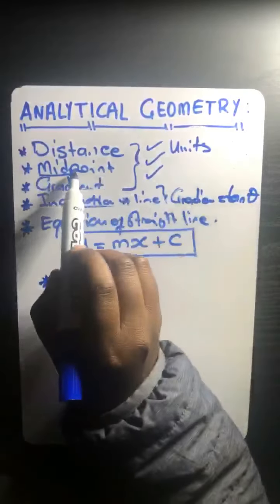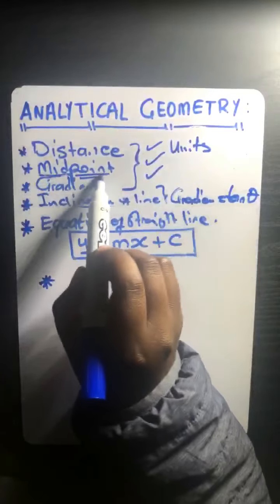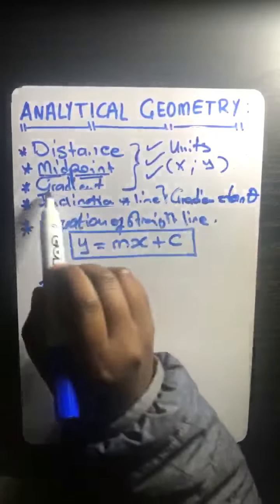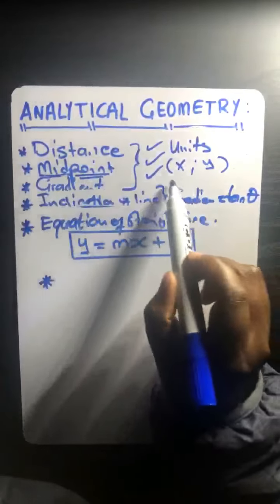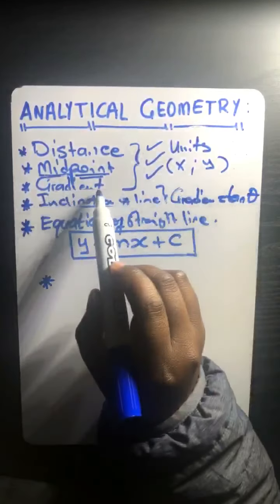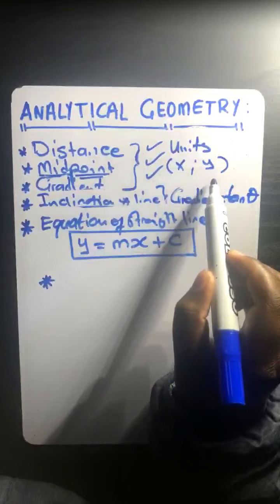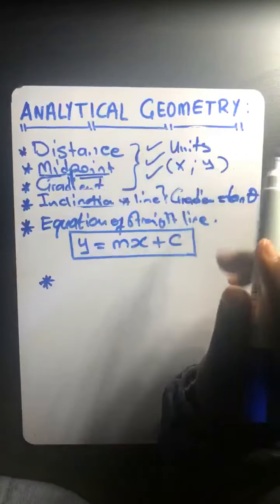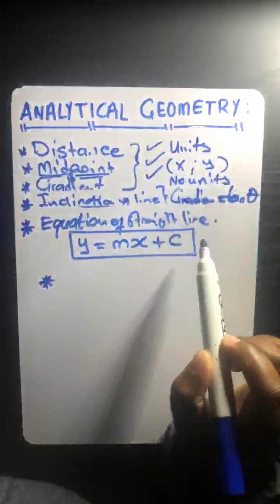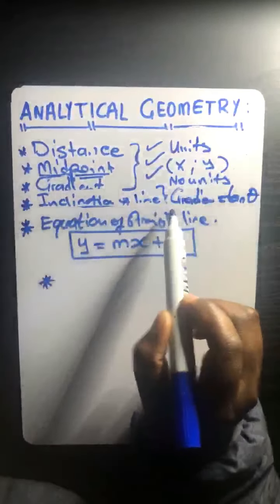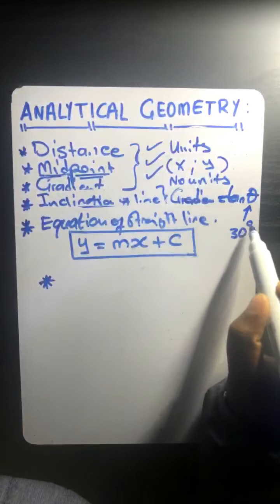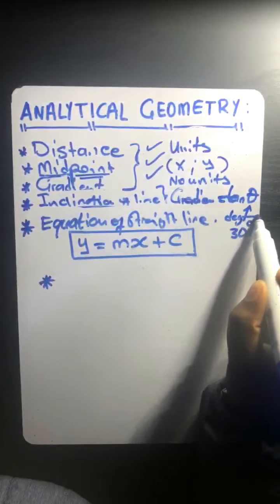The midpoint is the middle point, and a point is represented by the coordinates of x and y. The gradient is just a unitless value. So you can't say the gradient is, for example, 2 meters. It is no longer a gradient, but a length. So let's say no unit there. Angle of inclination, we know that one, it is actually an angle. It could be 30 degrees, so it is measured in degrees.